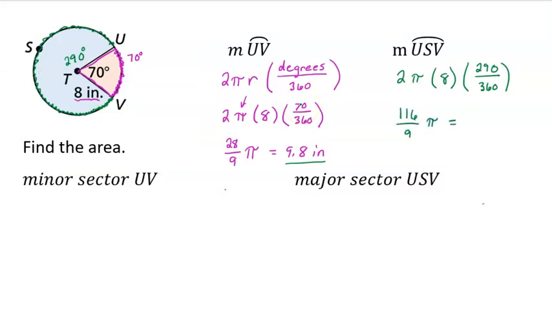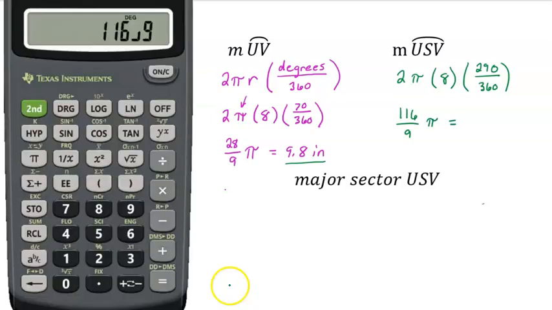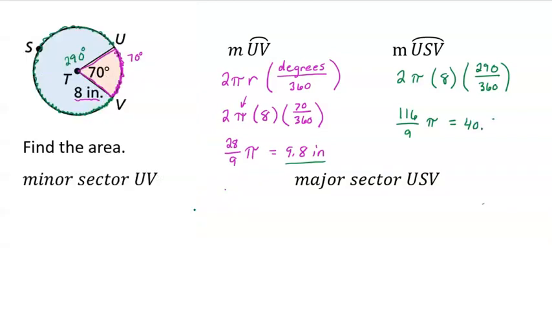pi, and then we would take that and I get 40.5. And if I add both of these together, it should give me about what I should get if I calculated the circumference using that radius. It might just be slightly off just because of the rounding.